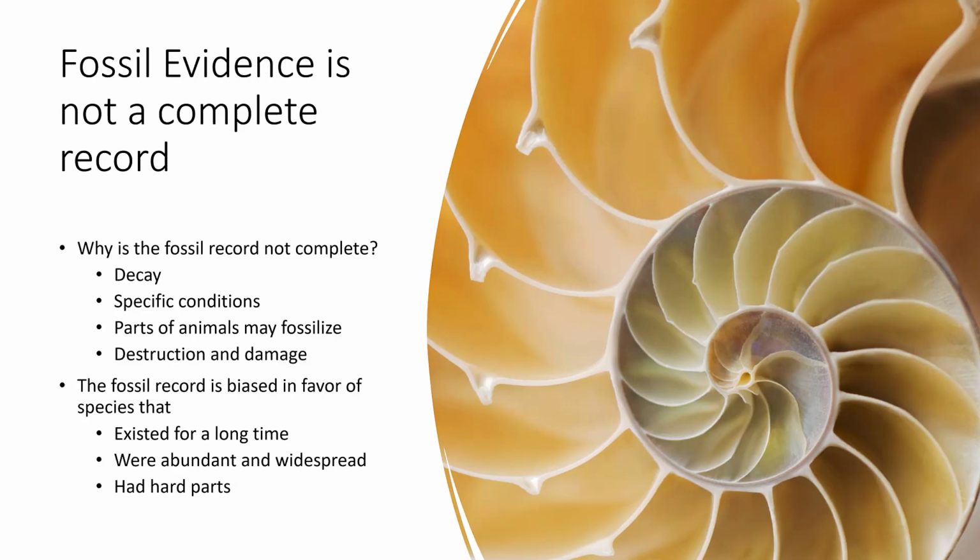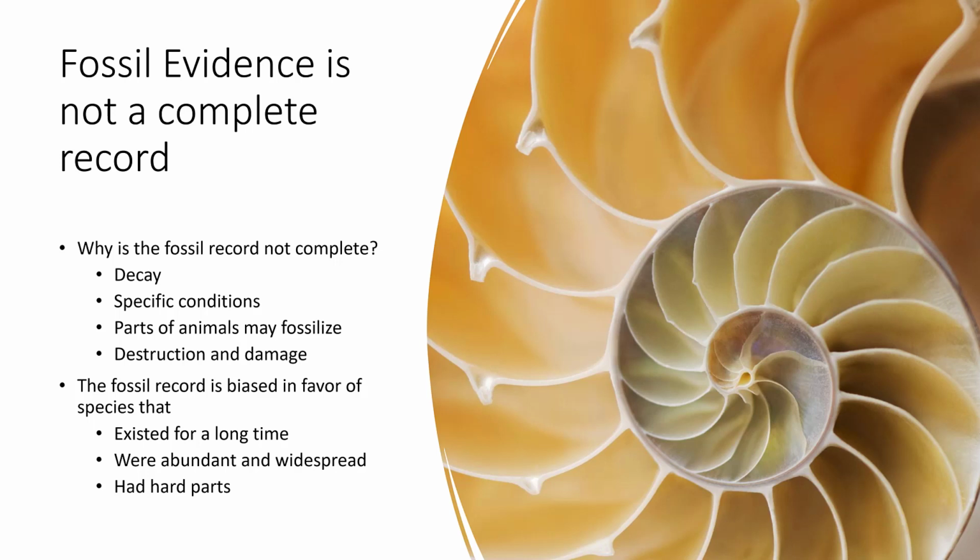However, our fossil record is not a complete record. The fossil record is actually biased. Generally, organisms are going to decay when they die. It takes very specific conditions for fossils to be formed, and there are certain parts of organisms that are more likely to fossilize than others. If a fossil is formed, and that's a big if, there's also the chance of it being destroyed or damaged over time.